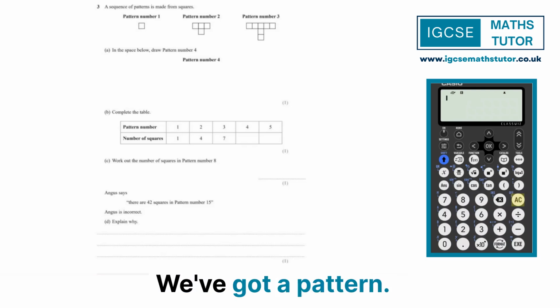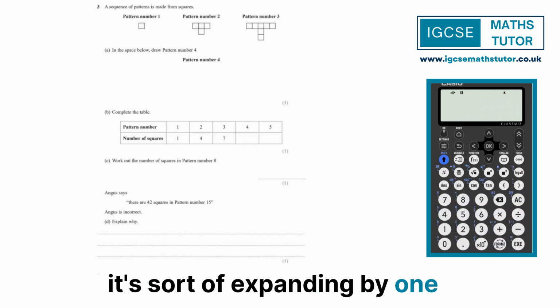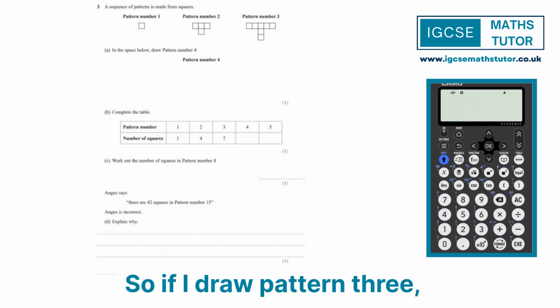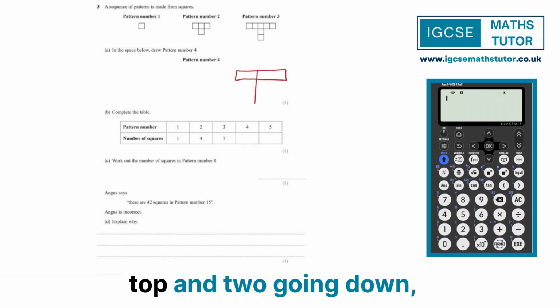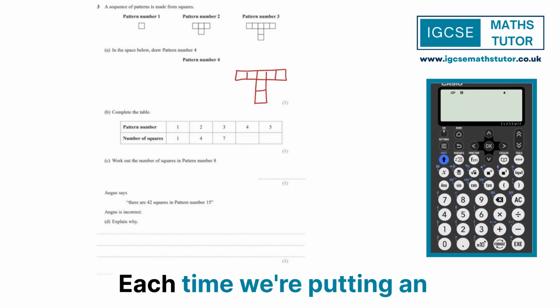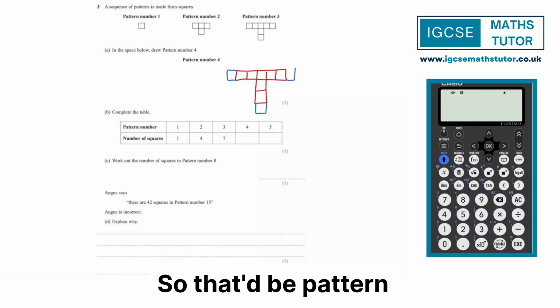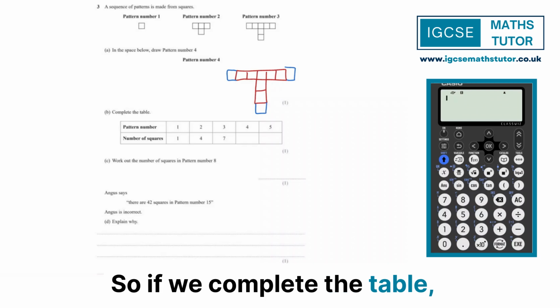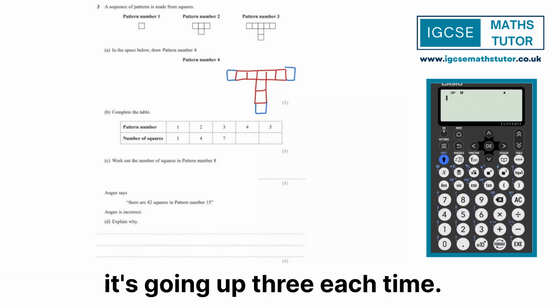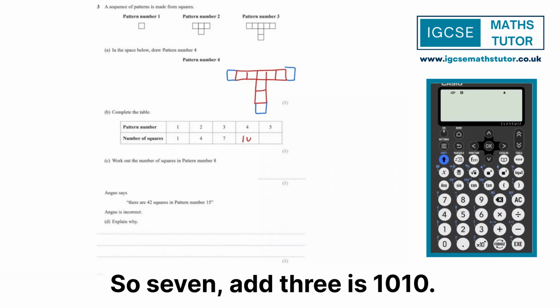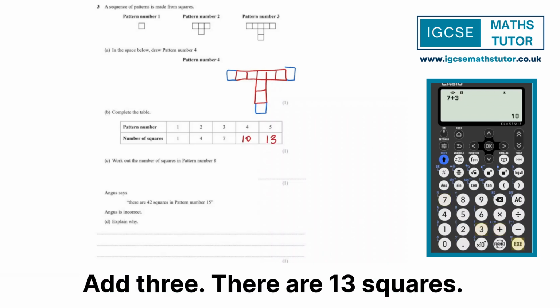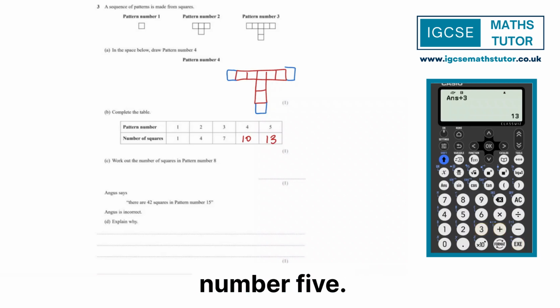Question 3, we've got a pattern, and if we have a look at the pattern, it's sort of expanding by 1 each time on each end. So if I draw pattern 3, which has got 5 across the top and 2 going down, that's pattern 3. Each time we're putting an extra square on the side. So that would be pattern number 4. So if we complete the table, it's going up 3 each time. So 7 add 3 is 10. 10 add 3, there are 13 squares. There'll be 13 in pattern number 5.